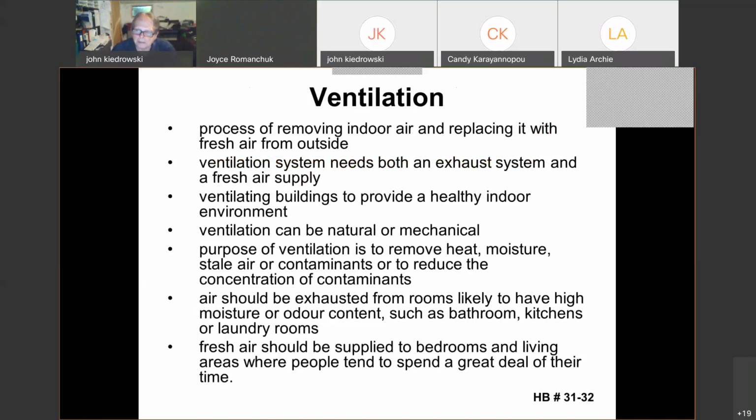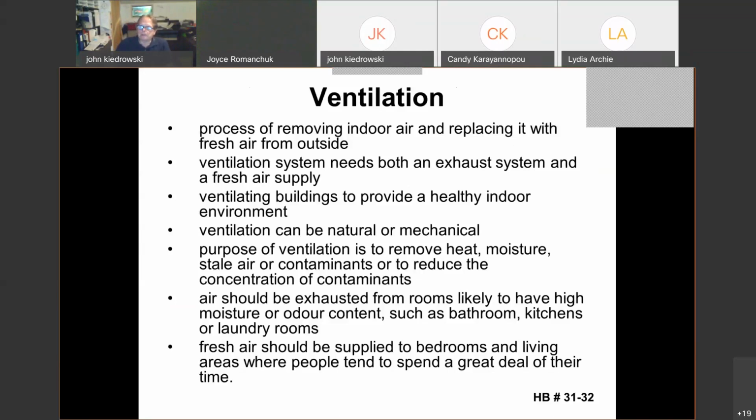When we talk about natural, we're talking about opening the windows and/or the doors, whereas mechanical, we're using a piece of equipment such as a fan or a heat recovery ventilation system. Again, the purpose: remove heat and moisture, get the stale air out, and reduce the concentration of contaminants that lead to poor indoor air quality. So air should be exhausted from rooms likely to have high moisture contents. Bathrooms, kitchens, laundry rooms are good examples.